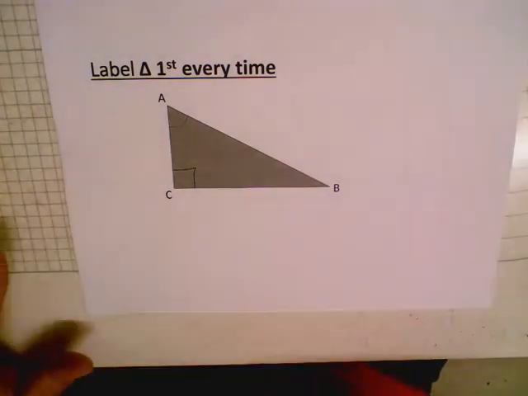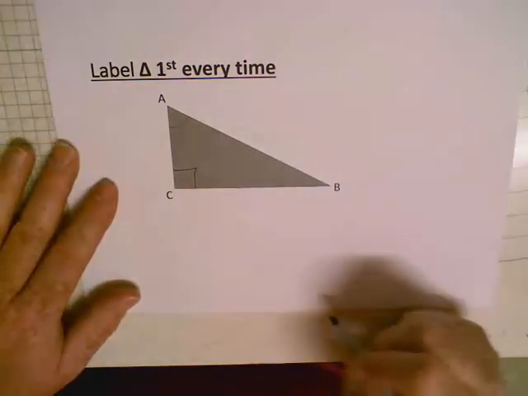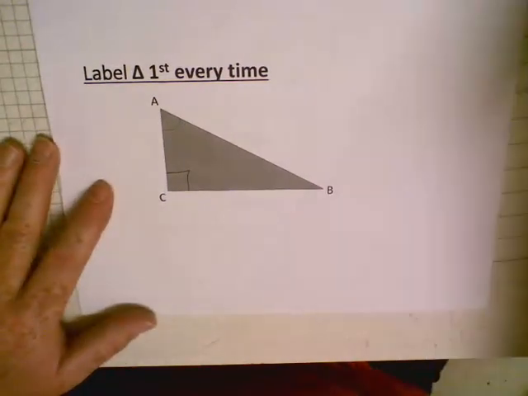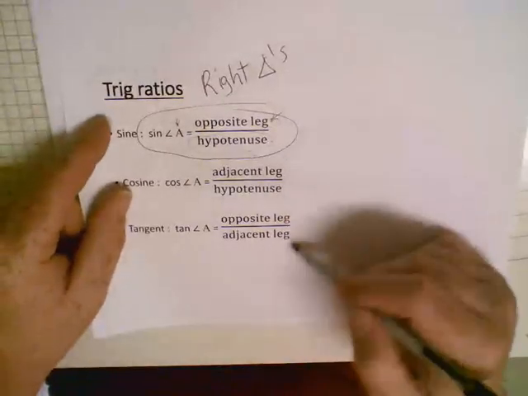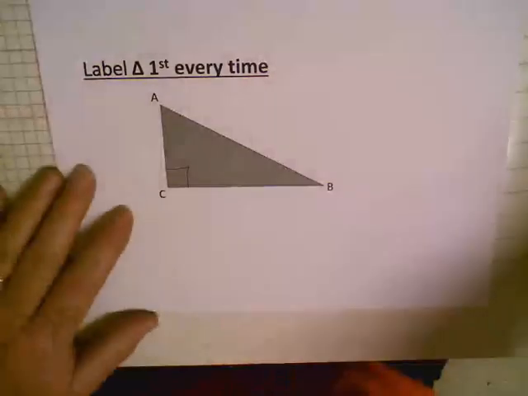On the right triangles, I was always saying, write in hypotenuse on the side across from the right angle. Now you have to write this stuff in so that you know which trig ratio you're dealing with, whether you're dealing with sine, cosine, or tangent. You have to write this stuff in.